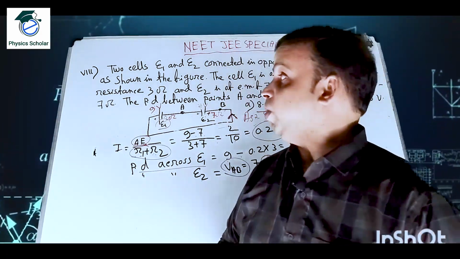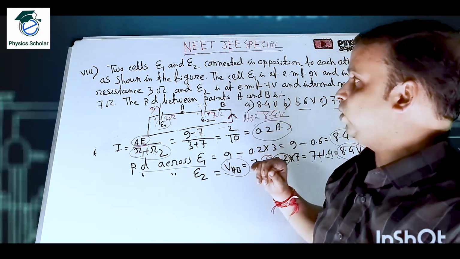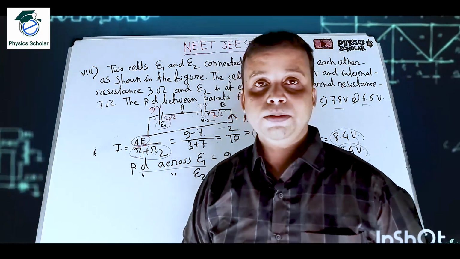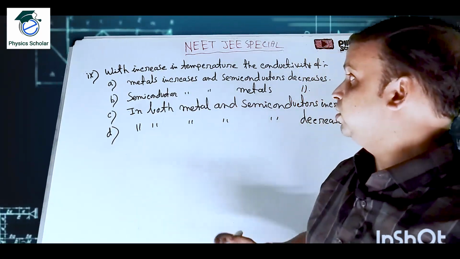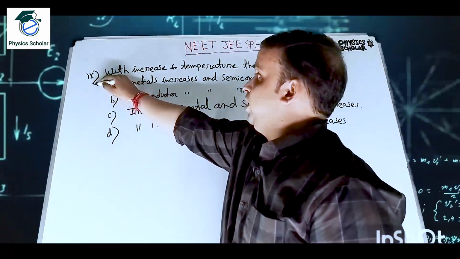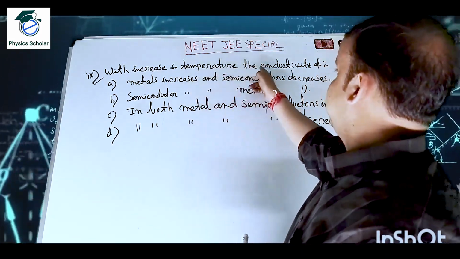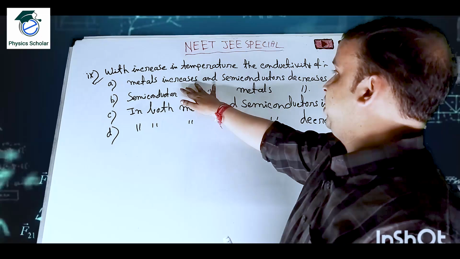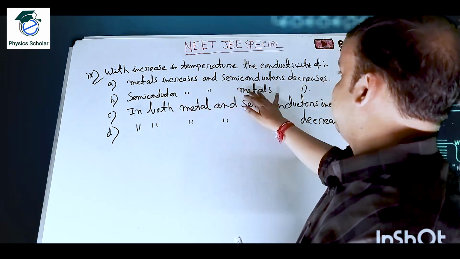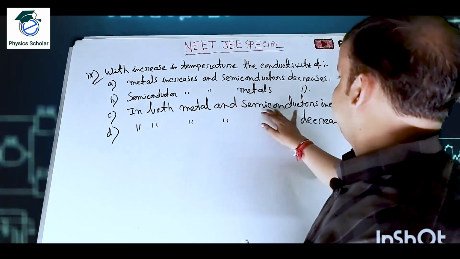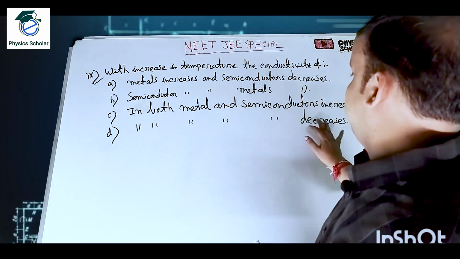Hope you have understood this. You can pause the video and copy the sum. Now let us move to question number 9. With increase in temperature, the conductivity of metal increases and semiconductor decreases, or semiconductor increases and metal decreases, or both metal and semiconductor increase, or both decrease.